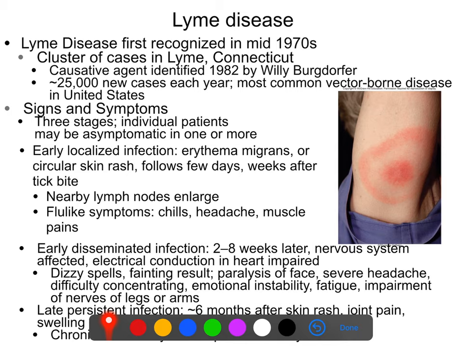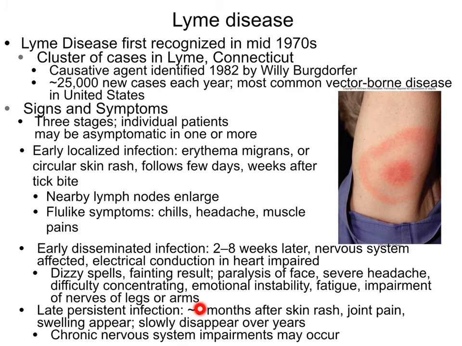And you can then have reactivation in the tertiary stage. This occurs 6 months after the skin rash and often involves auto-inflammatory symptoms. So it's sort of an autoimmune disease. You get joint pain, swelling in various parts of the body. Actually, both stage 2 and stage 3 are more caused by your immune system attacking your body in an attempt to get rid of the bacteria than they are caused by the bacteria itself. And the third stage can persist throughout your lifetime, and has been associated with a variety of other conditions, which we don't really understand very well how it is related to.